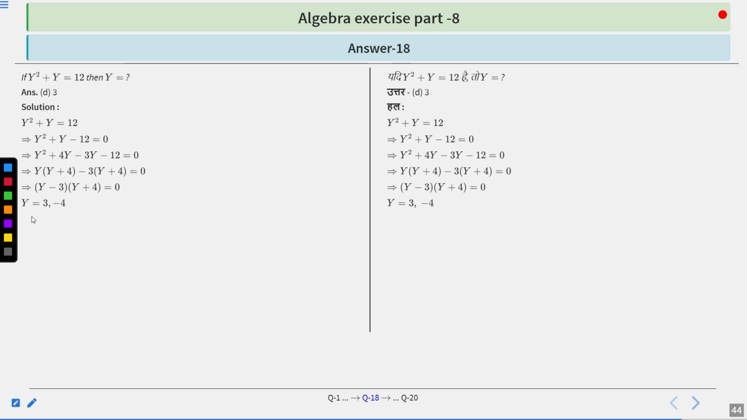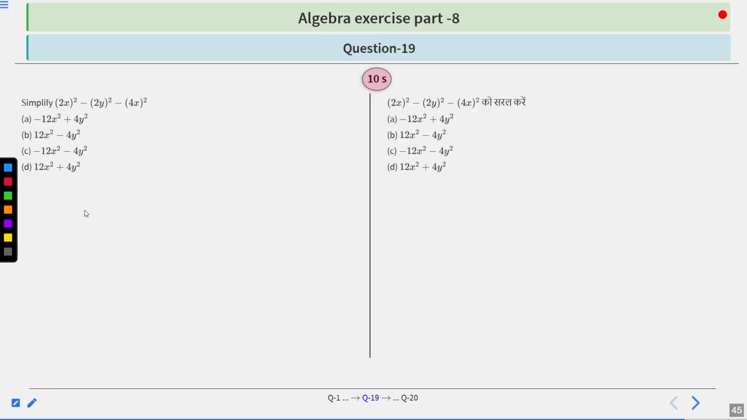So the value of y can be either 3 or minus 4. But we can see that y equal to 3 satisfies the conditions. 3 square is 9 plus 3, that is 12. But minus 4 can't be the answer, because 4 square is 16 minus 4 is equal to 12, and we have to take the only positive value. So y equal to 3 is the correct answer. Option number D is correct.